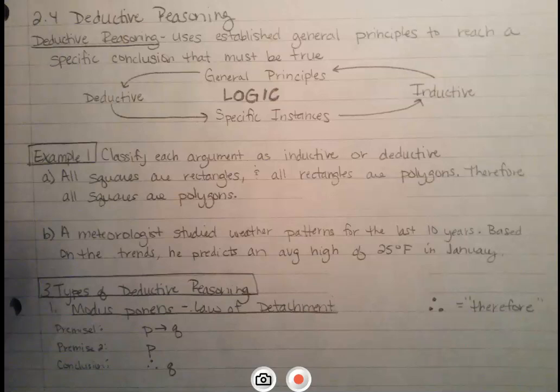Okay, for geometry today, we're doing lesson 2.4, which is deductive reasoning. We talked about inductive reasoning last week, and today is deductive reasoning. To get us started, deductive reasoning uses established general principles to reach a specific conclusion that must be true. All right, then we have this nice little diagram of logic.